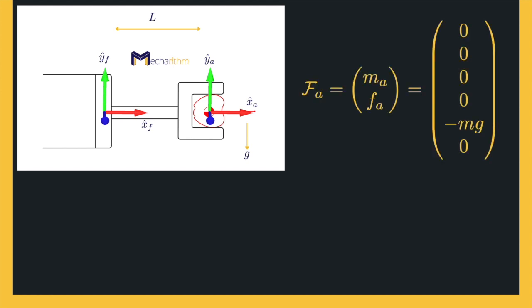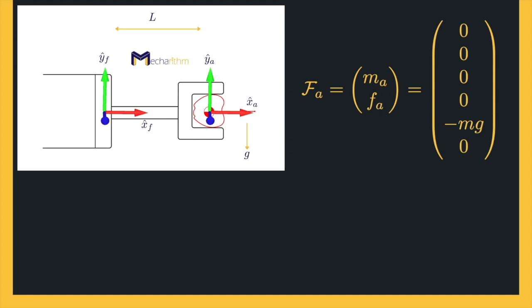We can write the forces and moments in frame A as this vector. Note that the moment vector is 0, since the force vector passes through the origin of the A frame and doesn't produce any moment there. mg is the force due to gravity, and it is in the opposite direction of the y-axis.